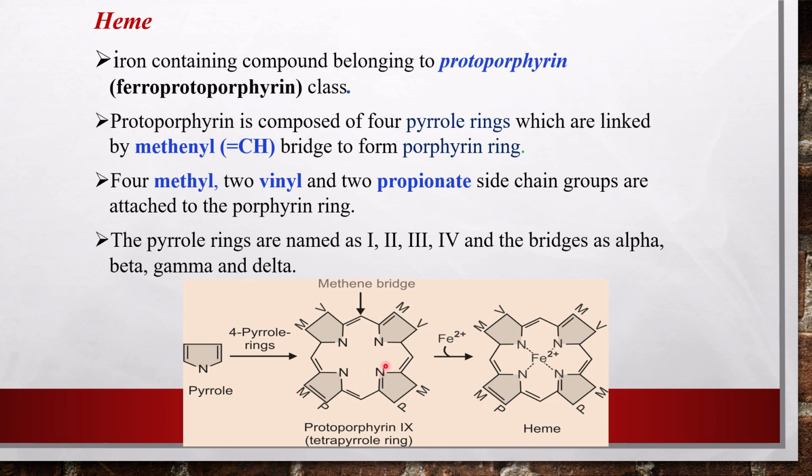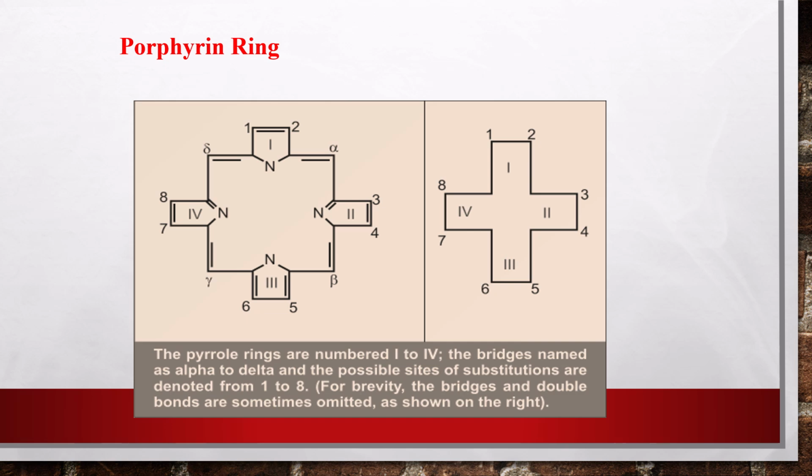The pyrrole rings are named 1, 2, 3, and 4, and the bridges we can call alpha, beta, gamma, and delta. So this is how it can be named. In the center, iron is fixed through coordination bonds, via the 4 pyrrole nitrogens and 2 other ligands. So the pyrrole rings are numbered 1, 2, 3, and 4, and the methylene bridges are named alpha, beta, gamma, and delta.